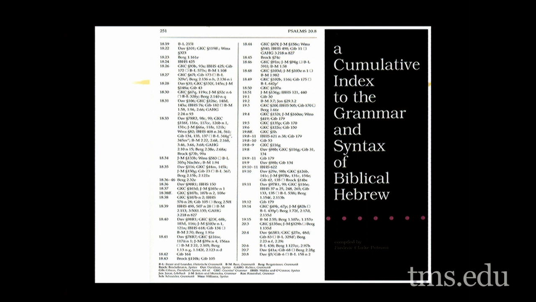And down at the bottom is a key, and this is found on every single page. So all you need to do is photocopy the single page for your text or the two pages at most for your text. And you will have the key at the bottom to tell you what the abbreviations stand for, each of the grammars. So if you do Psalm 19, there's all the references to the grammars in Psalm 19. Okay? Everyone understand what this is all about and how to use it?